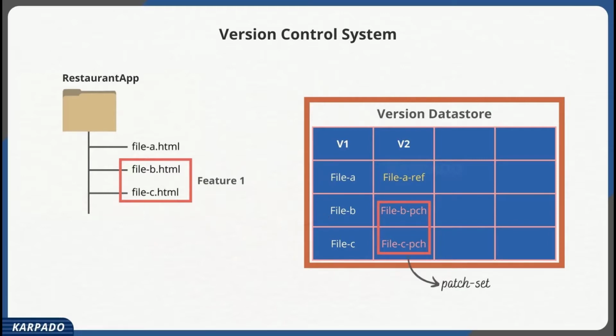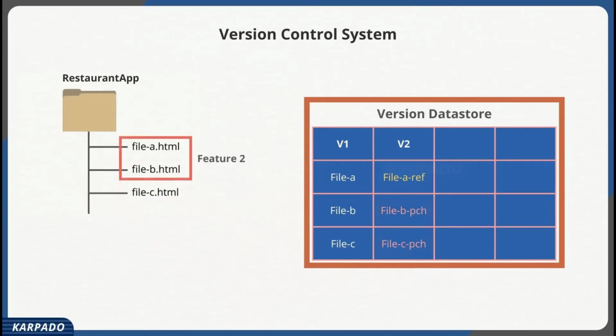We call each one of these a patch set. So essentially a patch set is the difference between the original file and the latest version of the same file. And the reason for that is once again obvious. We want to save disk space as much as possible. Similarly, assume that we have a new feature called feature 2, which is introduced, and file A and file B were modified. And this is how the VCS software would store the data.